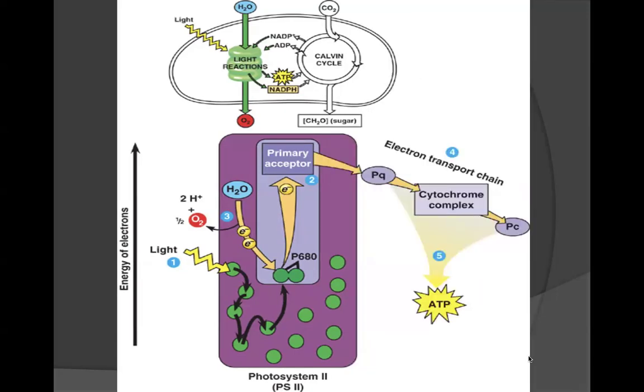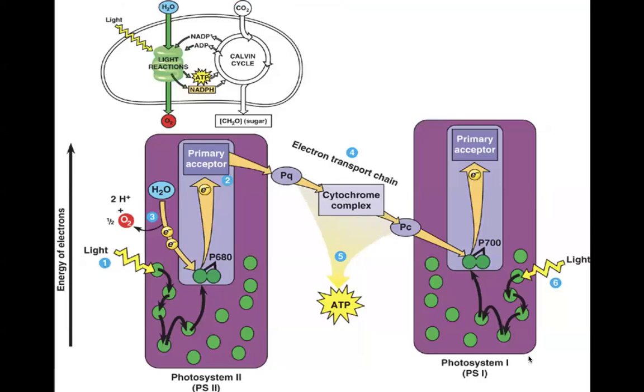These electrons, once energized, will then get passed to the electron transport chain, consisting of plastoquinone, the cytochrome complex, and also plastocyanin. Once these electrons are passed through the electron transport chain, some of that energy is going to be used to pump protons to indirectly make ATP molecules.